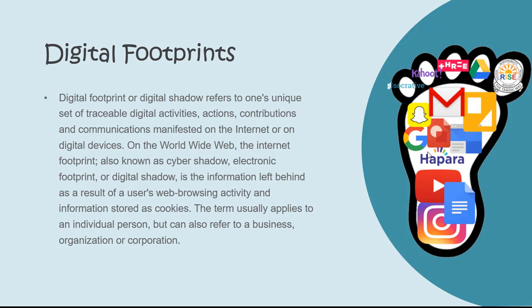So let's get through the definition and then we will discuss more. So, digital footprints or digital shadow refers to one's unique set of traceable digital activities, actions, contributions, and communication manifested on the internet or on digital devices. On the World Wide Web, the internet footprints are also known as cyber shadow, electronic footprints, or digital shadow, and it is the information left behind as a result of user web browsing activity and information stored as cookies. The term usually applies to an individual person but can also refer to a business, organization, or corporation.